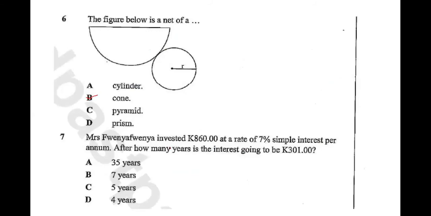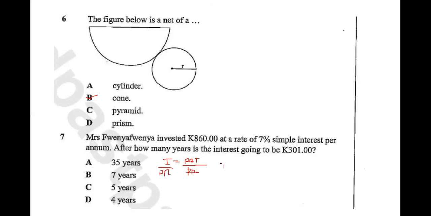All right, then here let's calculate. They're saying Mr. Fenya invested 860 at a rate of 7% simple interest per annum. After how many years is the interest going to be 301 kwacha? So here we use the formula interest is equal to principal times rate times time. Since they said after how many years, it means we are looking for the time. So here we have to divide over PR, and on this side also we divide over P and R, so that one and that one goes.